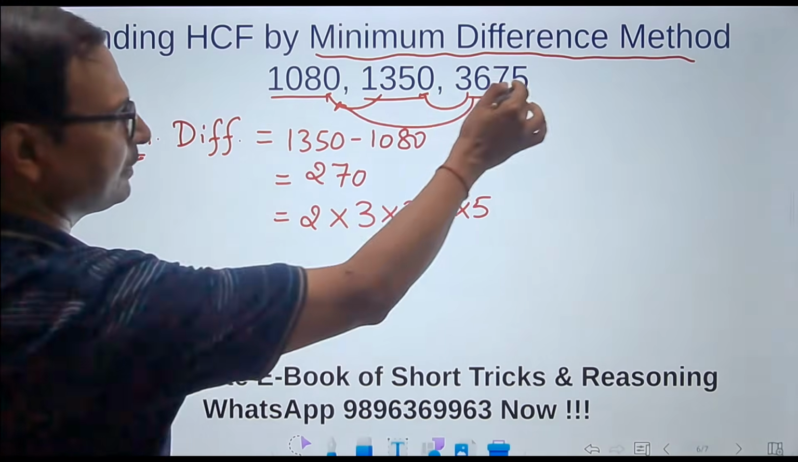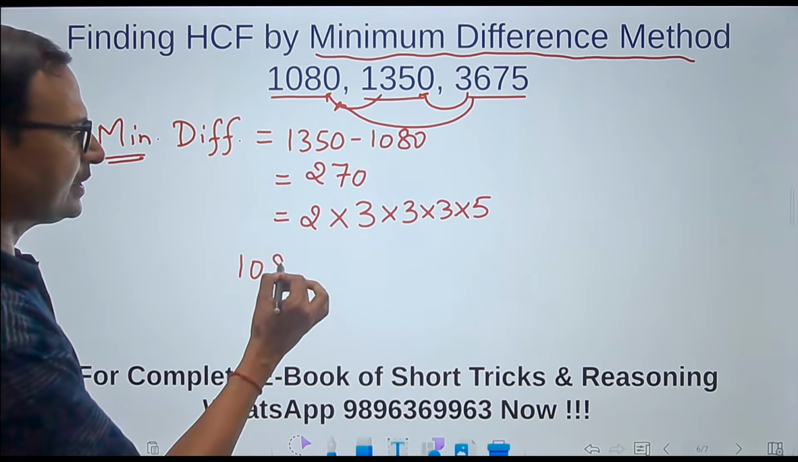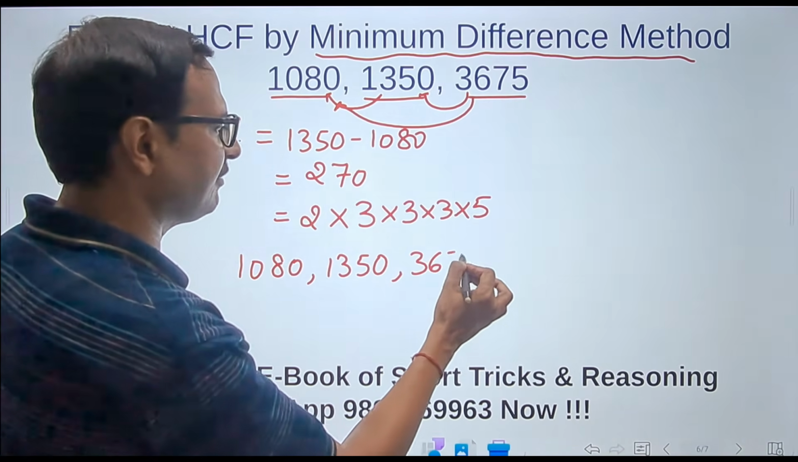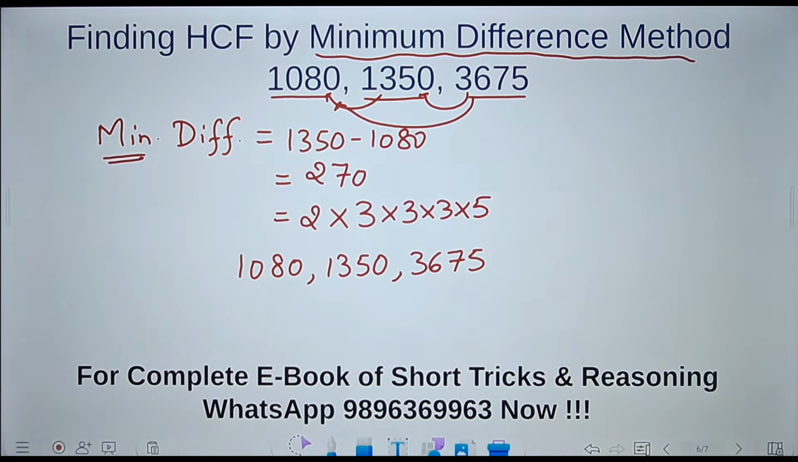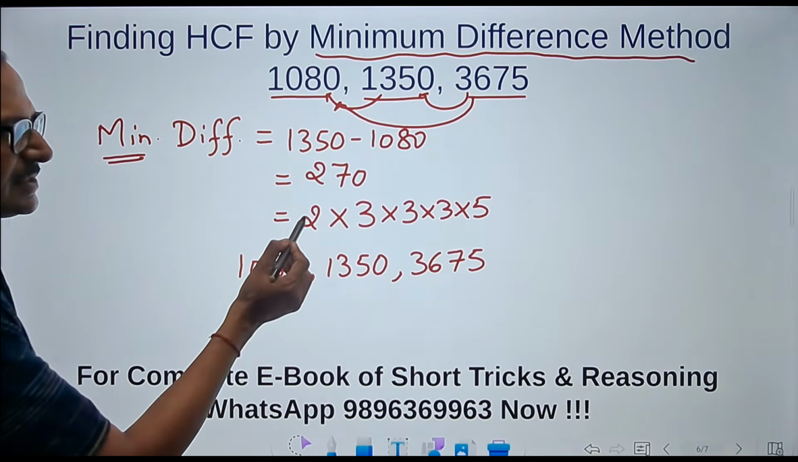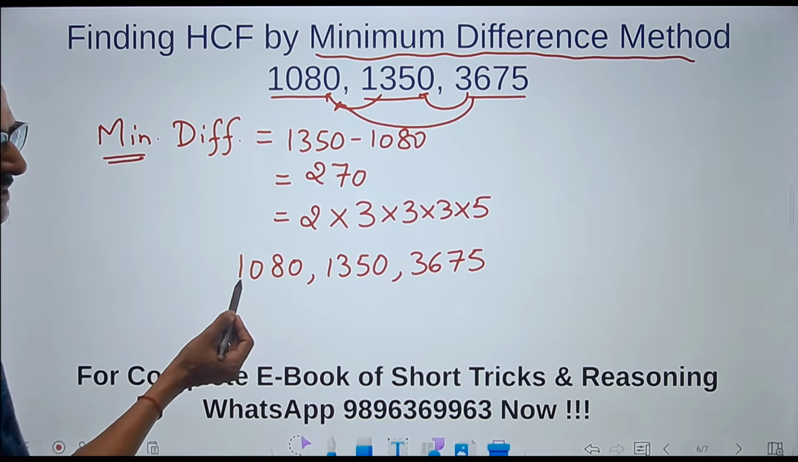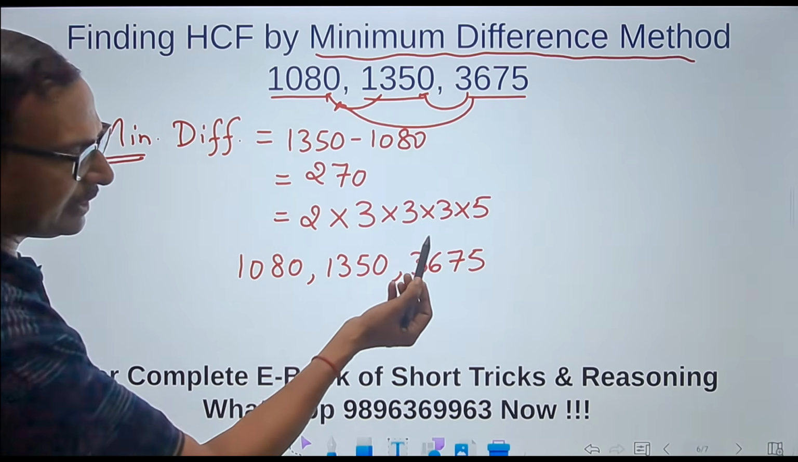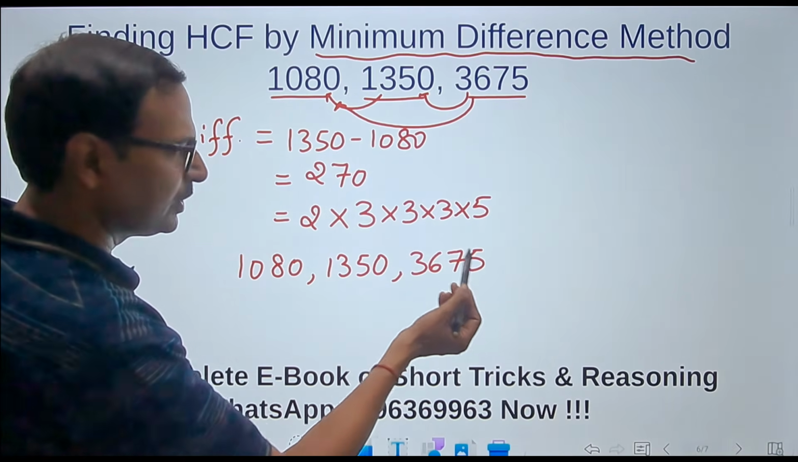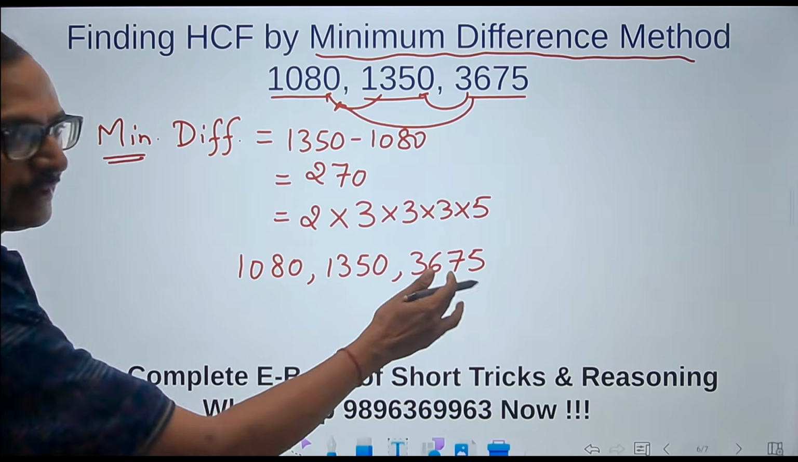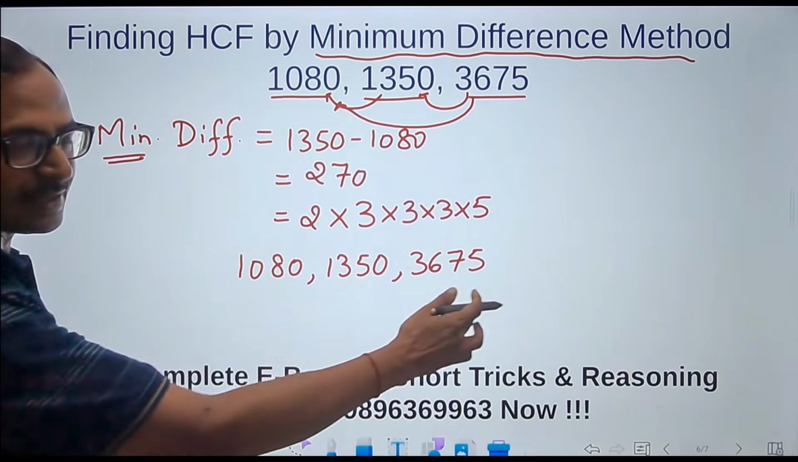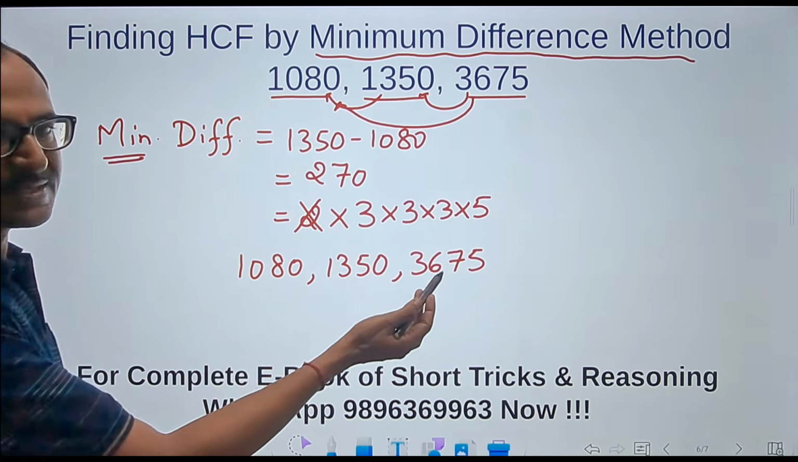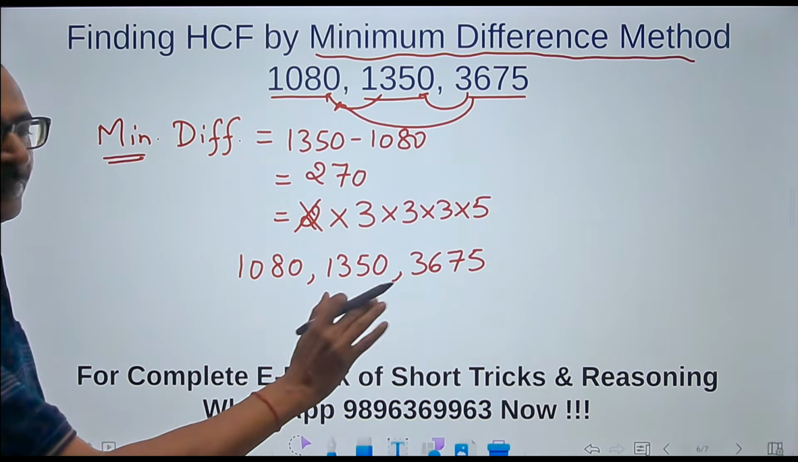Now the three numbers here, 1080, 1350 and 3675. Let's consider one factor at a time. If you see this number 2, it divides this because it's an even number, and divides this because this is also an even number, but it doesn't divide this because this is an odd number. So if any factor doesn't divide even one of these numbers, then you have to cancel it out. Because 2 doesn't divide 3675, I cancelled out the 2.